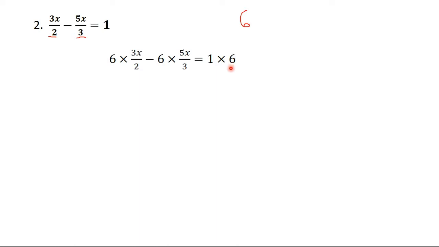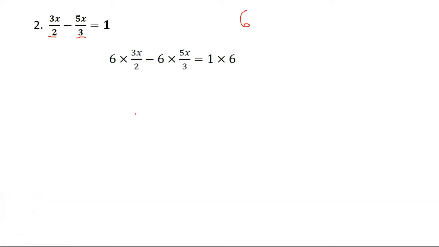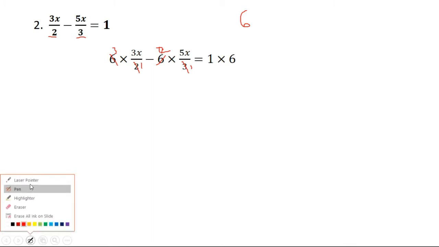Now, let's move on. We cancel out. After you multiply each term by the LCM, you cancel out. So it means that 2 will cancel itself once and cancel 6. We know that that will be 3. 3 will cancel itself once and cancel 6 two times. Then 1 times 6. Because they are multiplying, we can't cancel anything out.